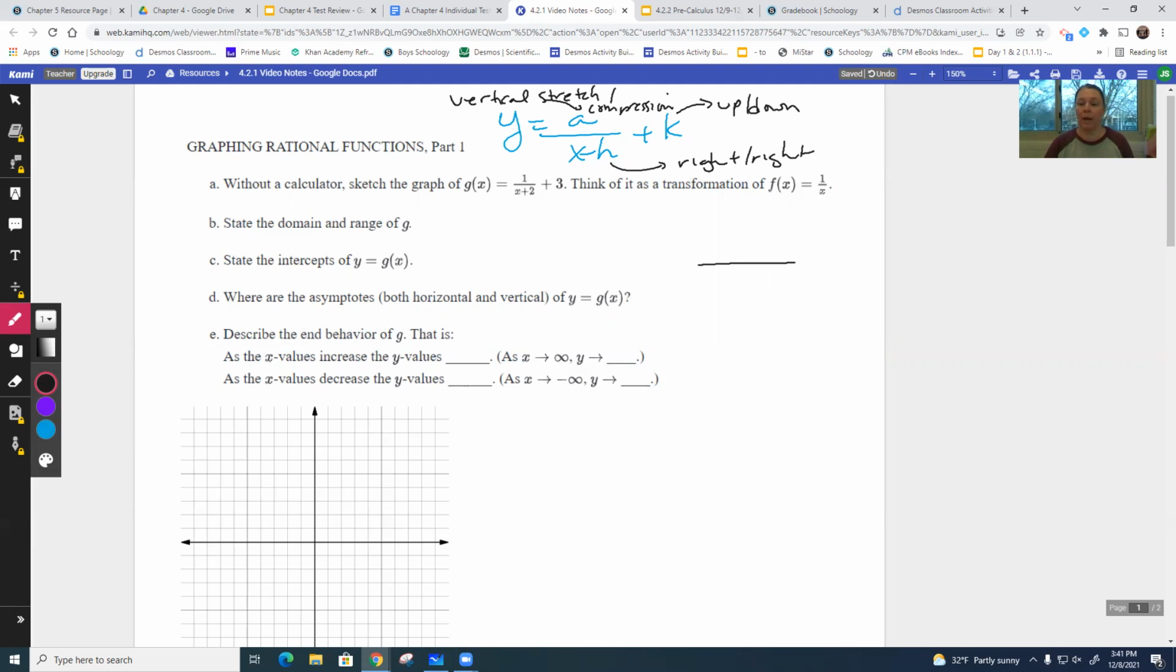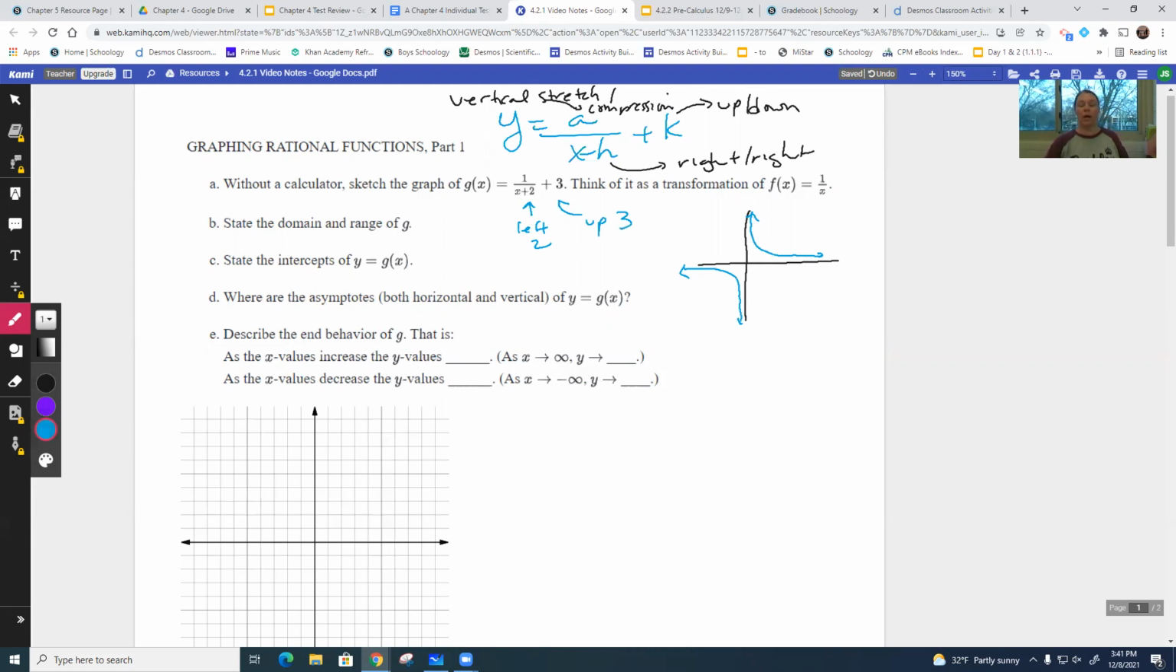You might remember back from when we did parent functions all the way back in August, that the graph of 1 over x is a hyperbola. So if you made a table, you would have these branches that level off at 0. They level off at the x and the y axis. So when we look at this equation here for g of x, this plus 2 is going to move this graph to the left 2, and this plus 3 is going to move our graph up 3.